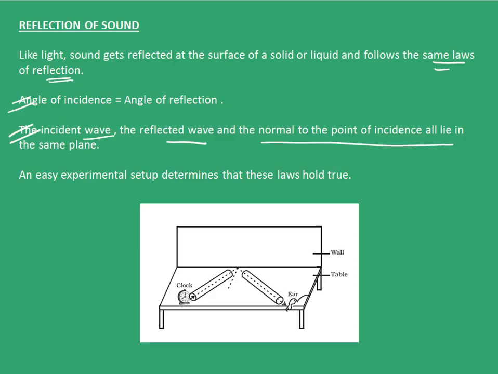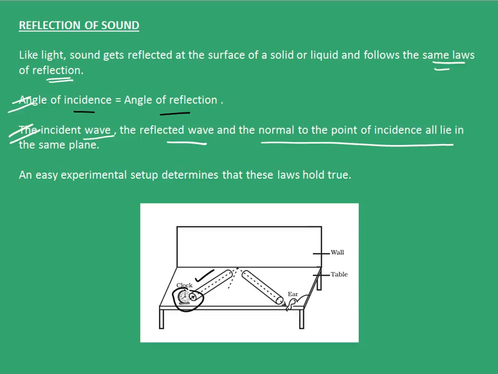There's an easy experimental setup which determines that these laws in fact hold true. As shown in this figure, we need a wall that will reflect the sound on one side of the table and two tubes which will be used to see that angle of incidence and angle of reflection are equal to each other. What we do in this experiment is, this tube is kept fixed in its position and a clock is placed at the end of this tube.